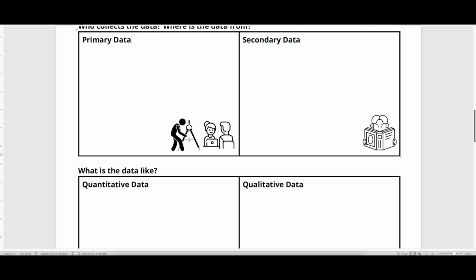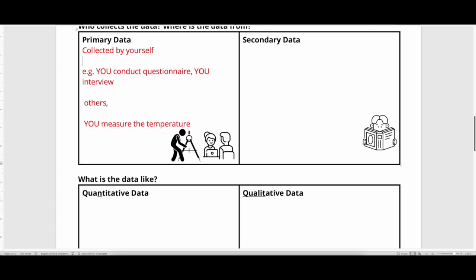Okay, so what is primary data? Primary data, I think you might have heard it before in lower sec. Primary data is basically data you collect by yourself. Okay, basically you take the measurement yourself.